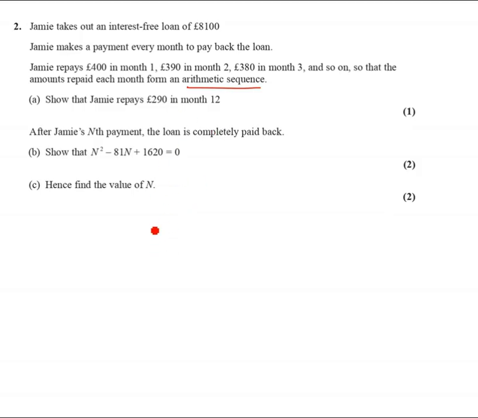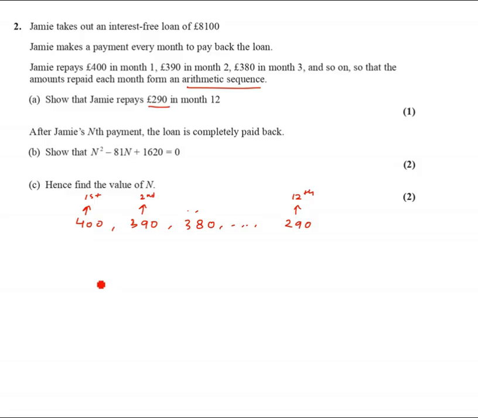Okay, so this is an arithmetic sequence. The first term is 400. The second term is 390. And then 380. So at some point it will be 290, and we have to prove that. So this is the first term, this is the second, and likewise this is the 12th term. We have to prove that this is the 12th term.